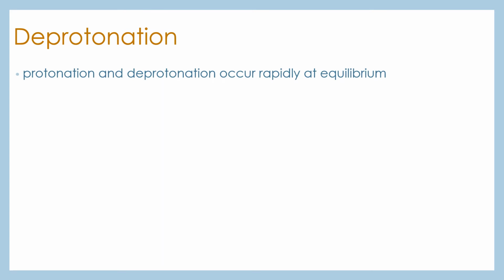Okay, let's look at deprotonation. And again, this is just the opposite of protonation. Protonation and deprotonation occur rapidly at equilibrium. The moving around of a proton is the fastest reaction in organic chemistry because protons are tiny. There's nothing getting in the way of it being attached to something else, and it's constantly at equilibrium.